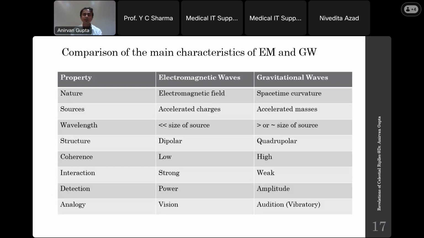The structure of electromagnetic waves is more dipolar. The structure of gravitational waves is more quadrupolar. The coherence is low in the case of electromagnetic waves and high in the case of gravitational waves. Electromagnetic waves interact strongly, while gravitational waves interact very weakly. The detection of electromagnetic waves is generally related to their power, while in gravitational waves it is more related to their amplitude. And as an analogy, electromagnetic waves are more related to images, and gravitational waves are more related to sound, that is, audition or vibration.